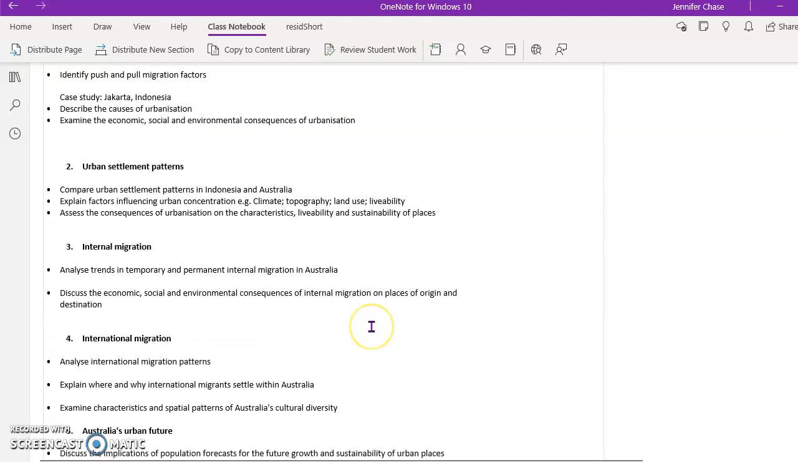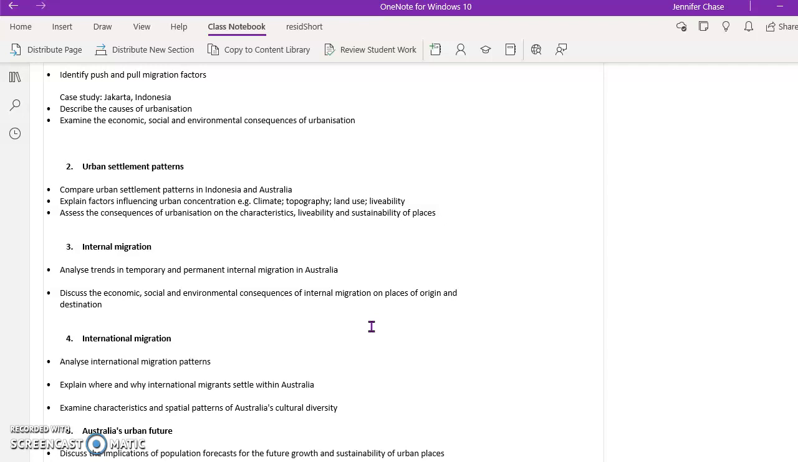Okay, then we'll move on to urban settlement patterns. Basically, that just means where in the world urban areas are, particularly cities. Okay, so we're actually going to compare urban settlement patterns in Indonesia, so from the case study, and Australia. Okay, we're going to explain different factors that influence urban concentration, so where people are concentrated or brought together in urban areas. So there's many of them, such as the climate, topography, so the shape of the land. So for example, you don't tend to have cities on mountains, okay, although there are some that are. Okay, lots of different things.